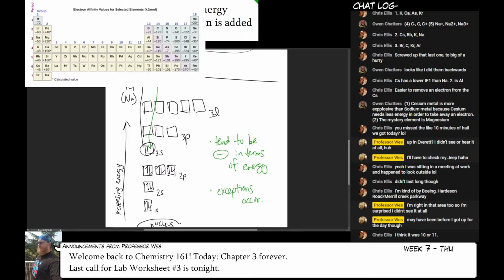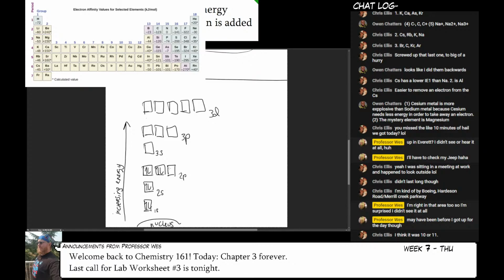So first, let's just undo everything I just drew in here. I can't undo everything I drew, so I could just do that. All right. So if I put this up here, we're going to look at elements in period 2.